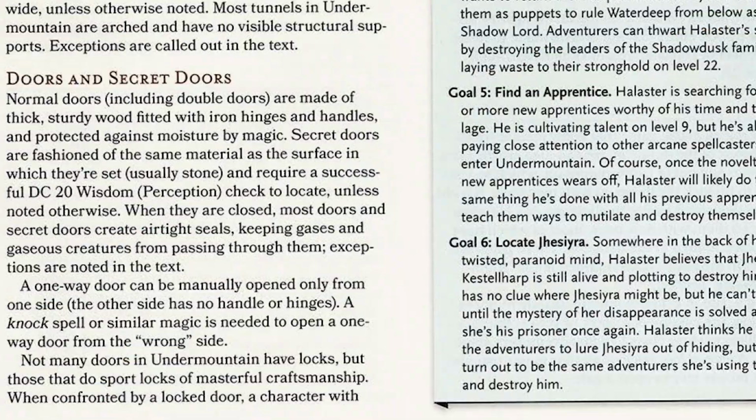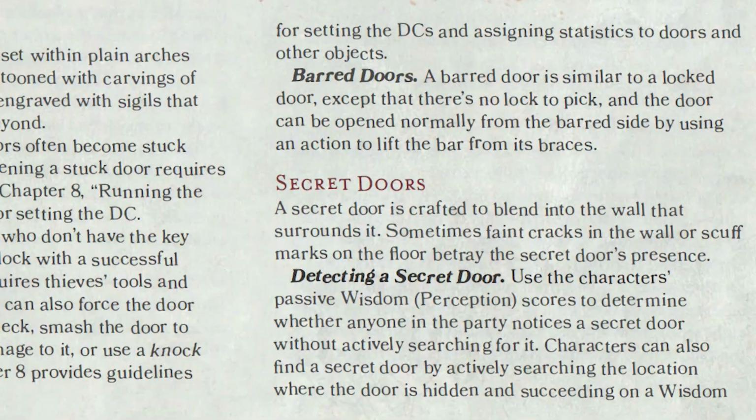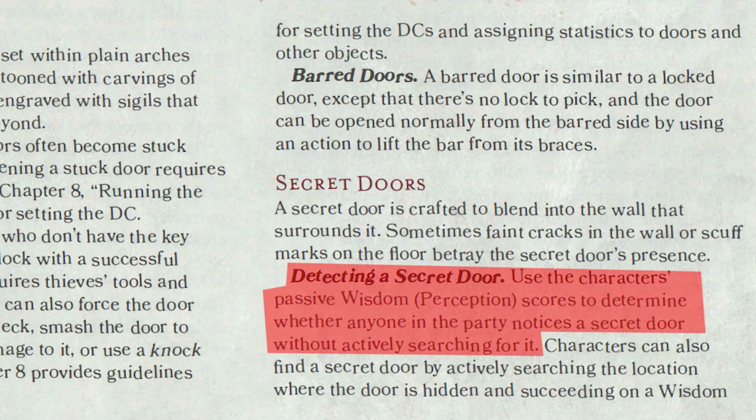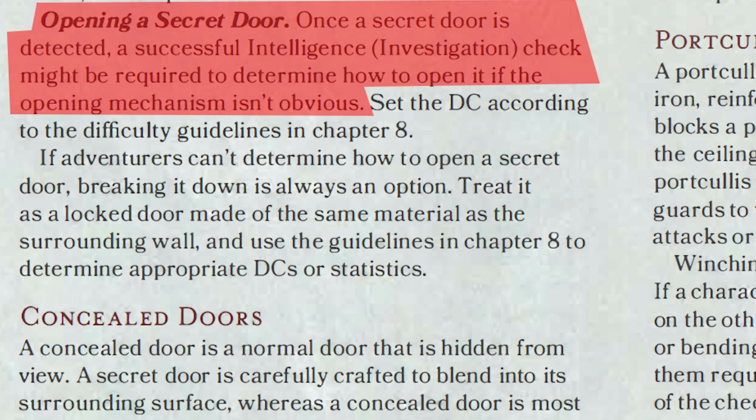So if we look at the setup text of this module, it states in terms of secret doors that they're fashioned in the same material in which they're set, typically stone, and it takes a DC 20 perception check to detect the secret door. And in the Dungeon Master's Guide, it says it takes a passive perception check just to walk in and notice one, then another perception check if you're actively searching to discover the secret door, then an investigation check to try to figure out how the door works.